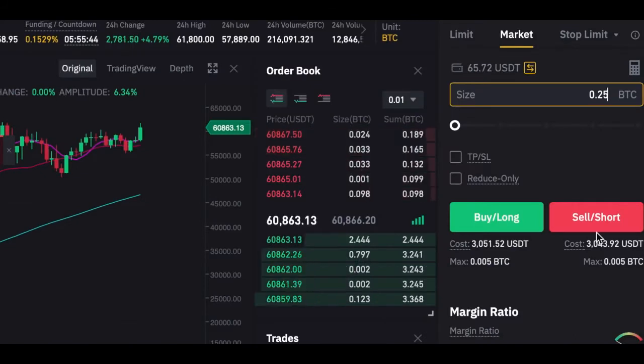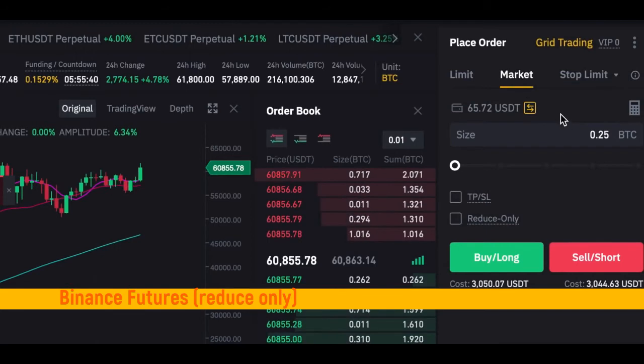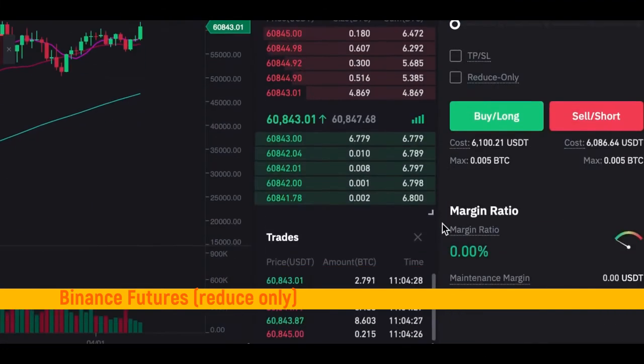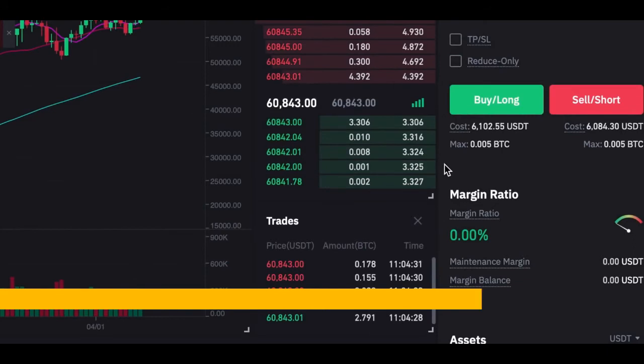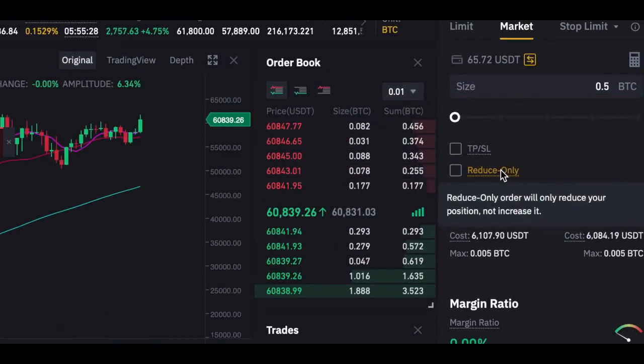Another thing to highlight is what's called reduce only. So we're going to go to a market order. We're going to open half a Bitcoin long. So you'll be half a Bitcoin long here, and that will be in your open positions down here. Then you can also just tick this reduce only. So reduce only, as you can see, will only reduce your position and not increase it.